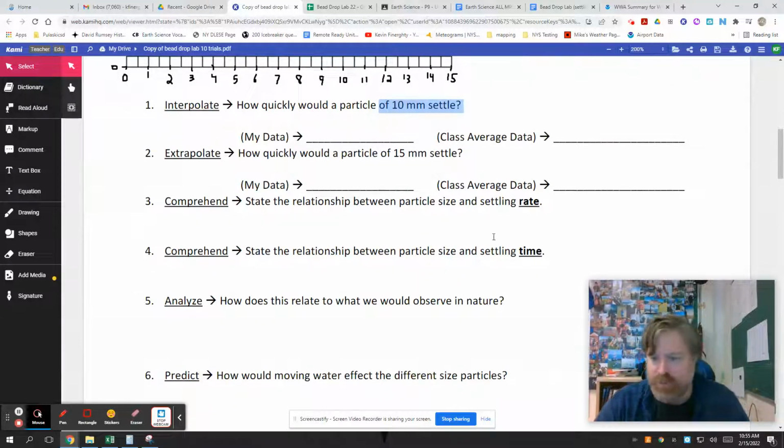Questions 3 and 4 look like the same question, and everybody that doesn't watch the video is going to say, Mr. F, these are the same question. They're not. There's a difference. So sit for a minute and think. What's the difference between rate and time?